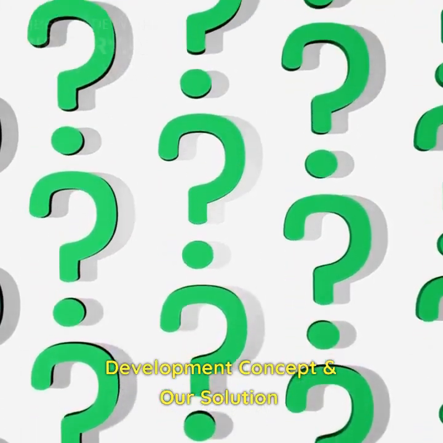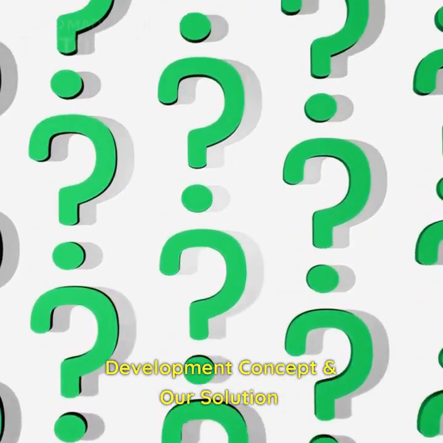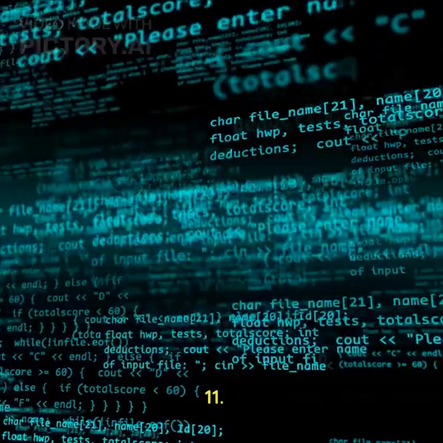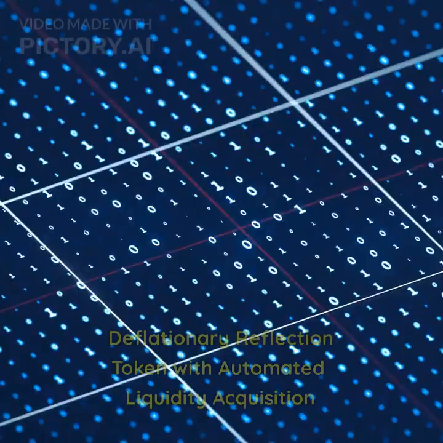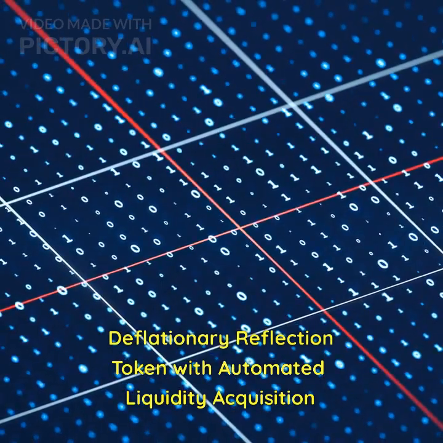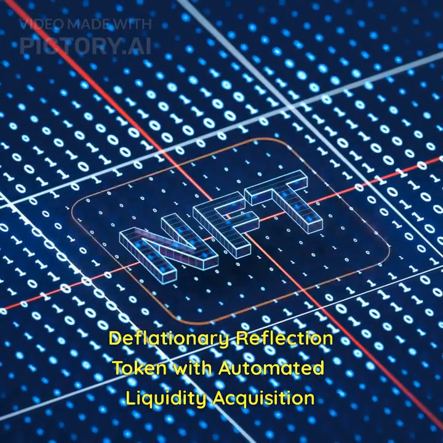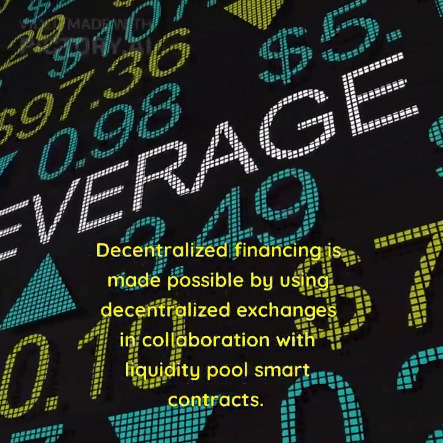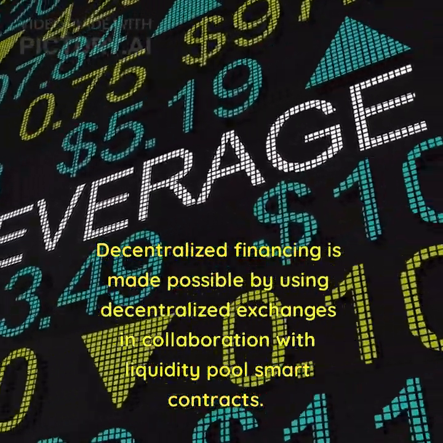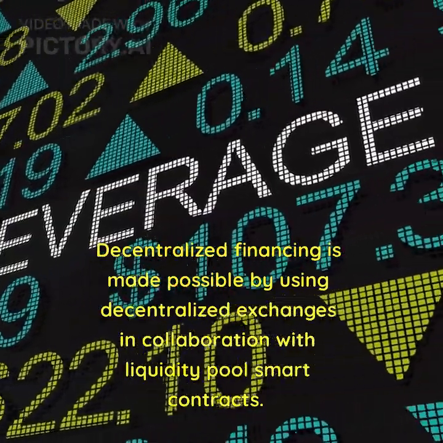Development concept and our solution. Deflationary reflection token with automated liquidity acquisition. Decentralized financing is made possible by using decentralized exchanges in collaboration with liquidity pool smart contracts.